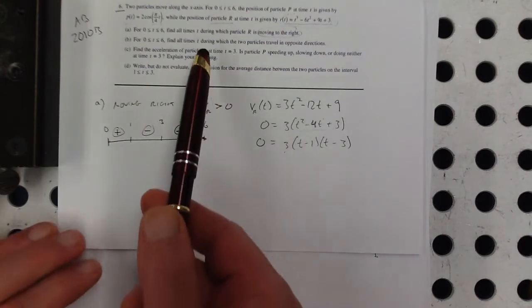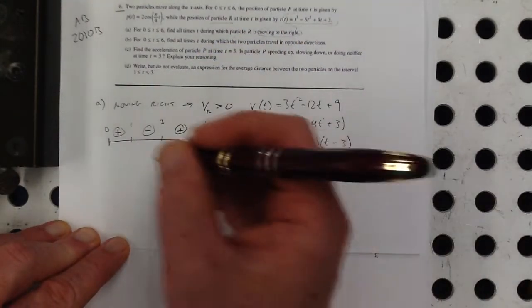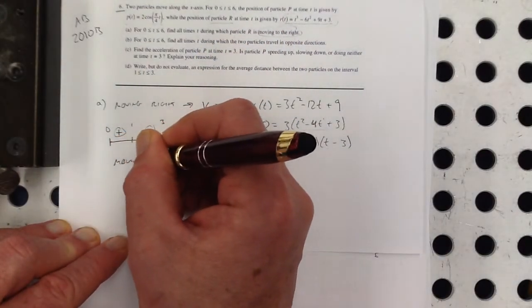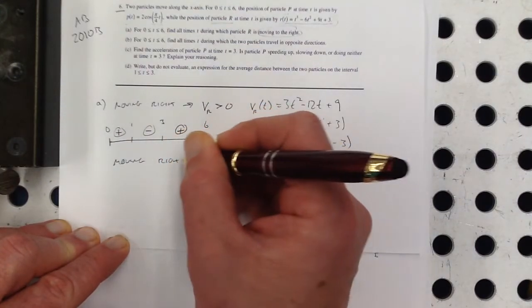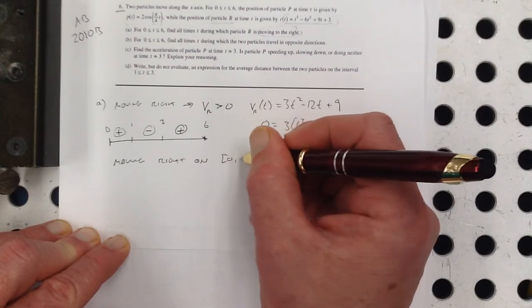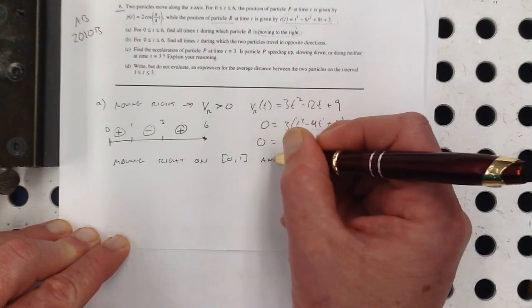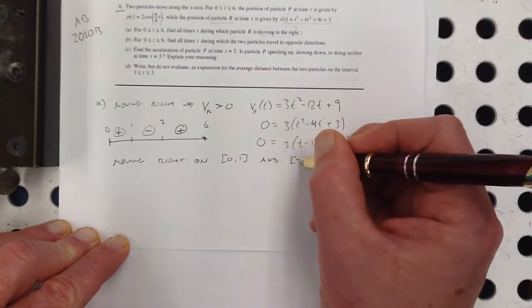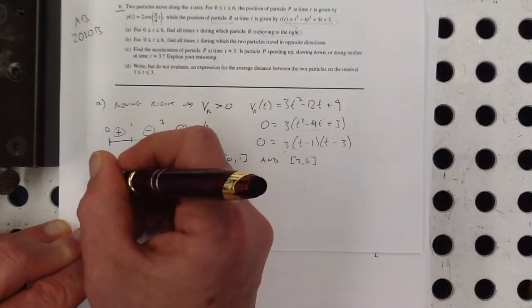So, where's it moving to the right? Moving right on the interval from 0 to 1. And from 3 to 6.